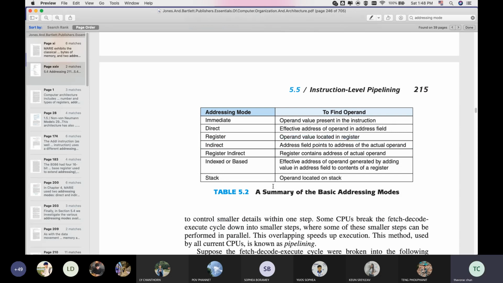Here you can find more explanation inside this table, Table 5.2. It tells how to find the operand. You see, with immediate, the operand value is present in the instruction. If it is direct, the effective address of the operand is in the address field. If register, the operand value is located in a register. Okay, so that's what I told you before. You can find more detail, more description inside this table.